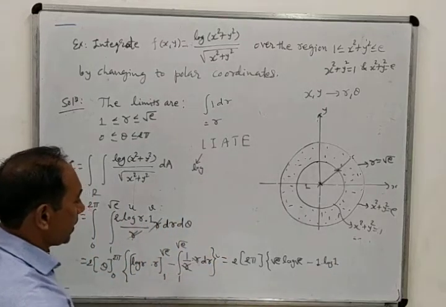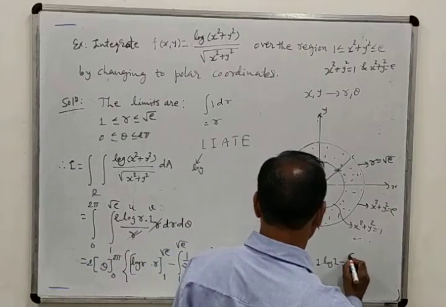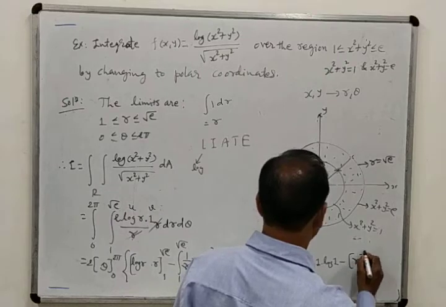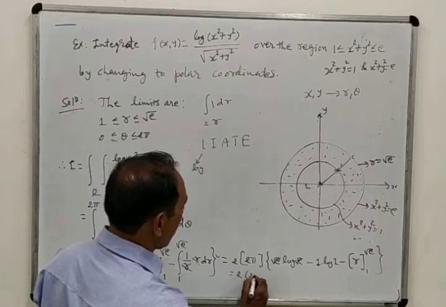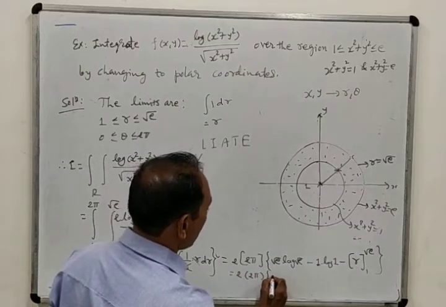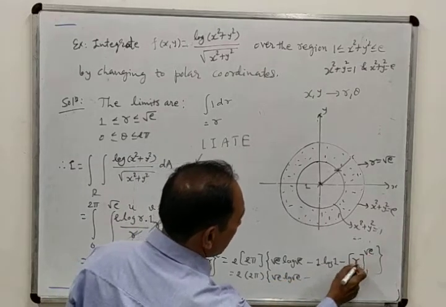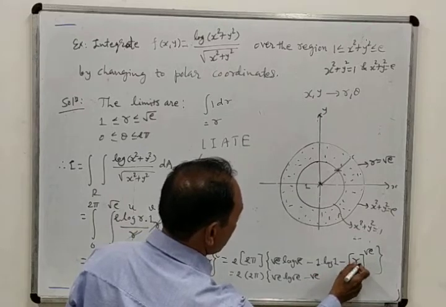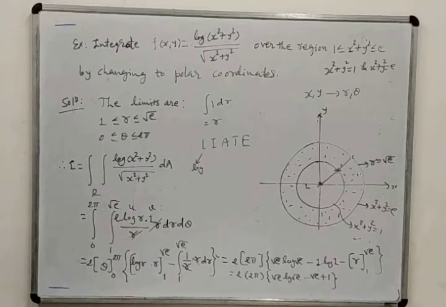Minus, this r and r will be cancelled. So here its integration is nothing but 1, so minus the integral of 1, r from 1 to root e. So this is nothing but 2 pi into root e log of root e. This is 0, this is root e minus 1, but outside there is a minus sign, so plus. You can simplify these values.